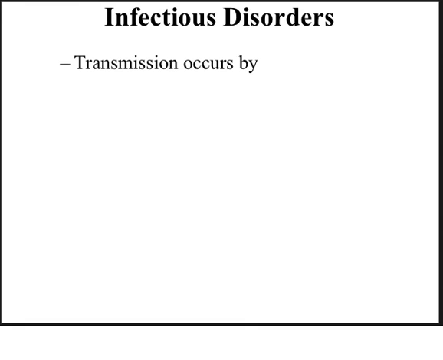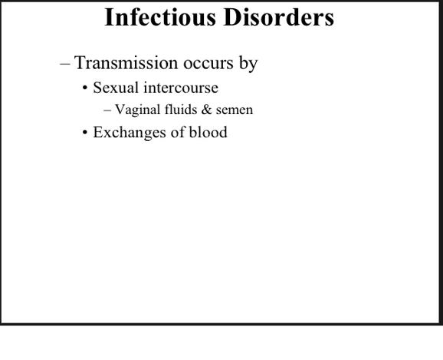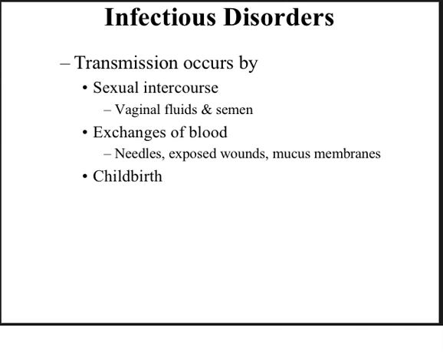Okay, infectious disorders occur by either a contact with infected body fluids. This can occur via sexual intercourse or through contact with infected blood, via sharing needles or exposed wounds or mucous membranes. And also, obviously, childbirth represents a method of transmission of pathogen from one individual to the other.